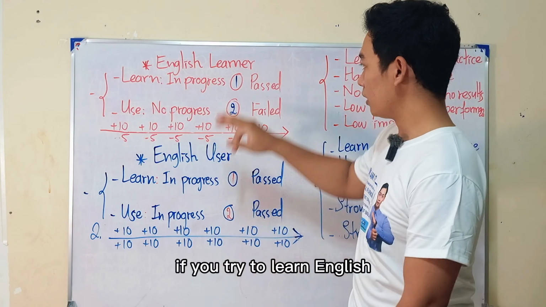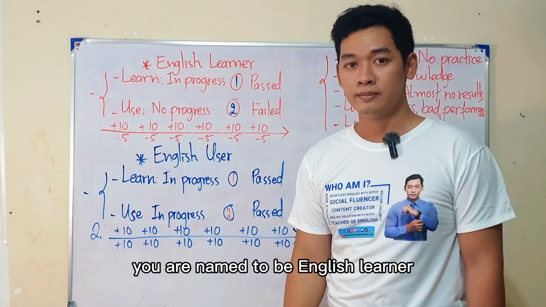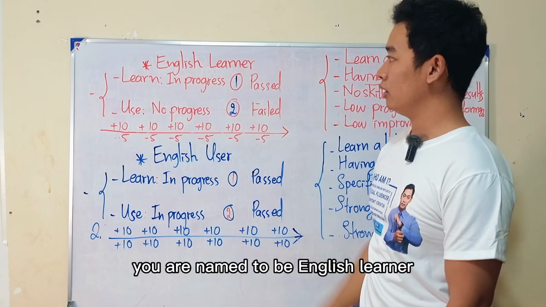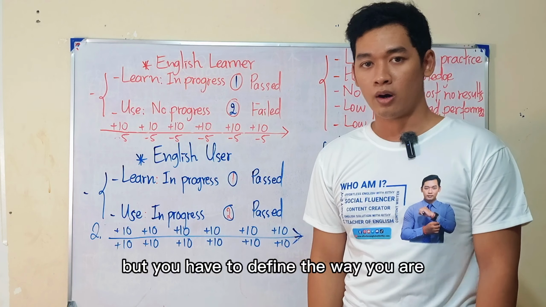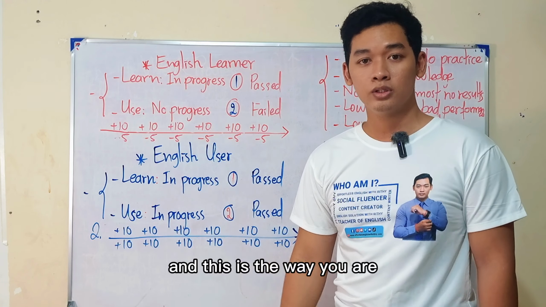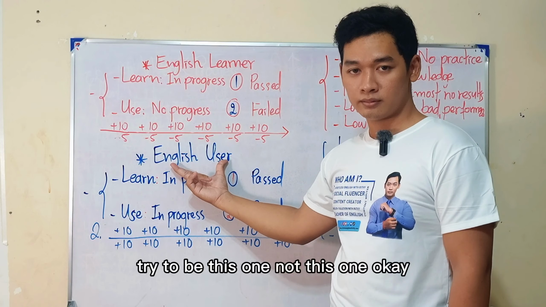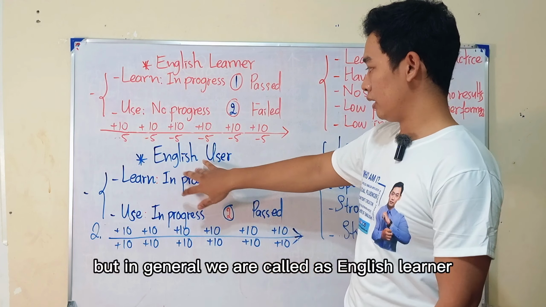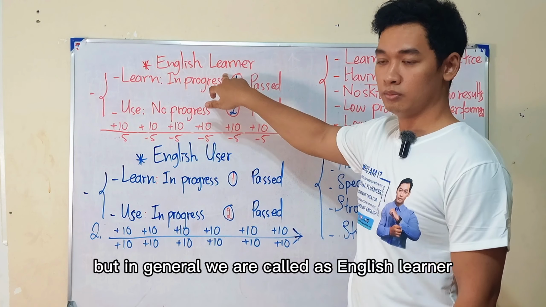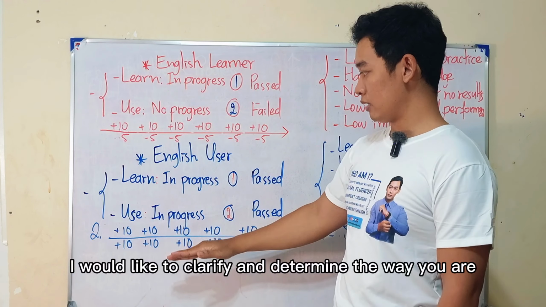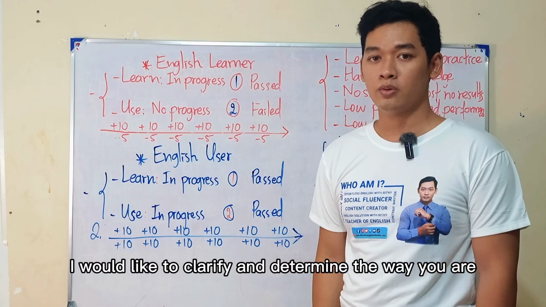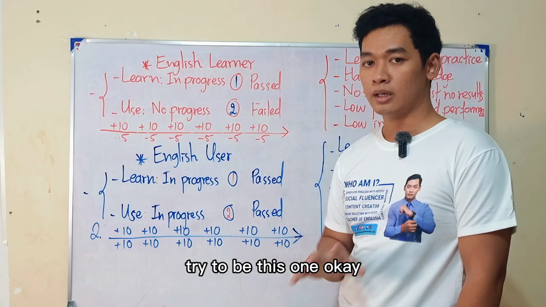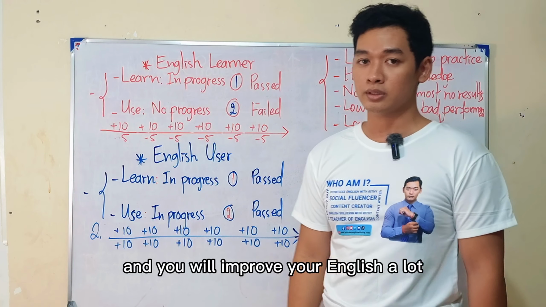But again, if you try to learn English, you are named an English learner. But you have to define the way you are. And this is the way you are. Try to be this one, not this one, okay? In general, we are called English learners. But in this lesson, I would like to clarify and determine the way you are. Try to be this one, okay? That's much better and you will improve your English a lot.